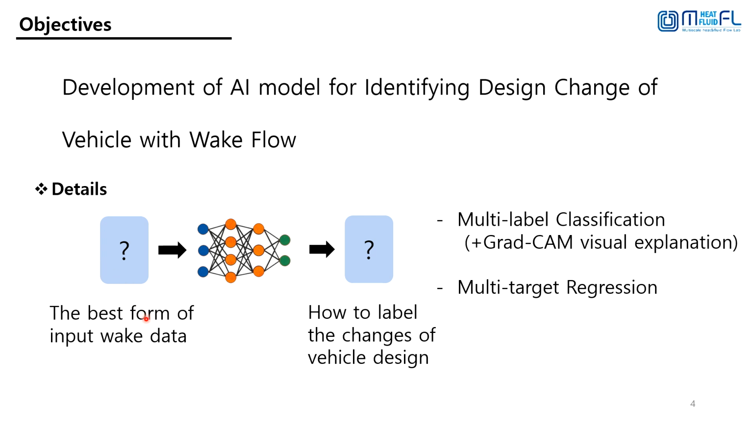So I researched the best form of input wake data for effective training of the AI model in predicting design changes. Two output labeling methods were examined. One is multi-level classification with Grad-CAM explanations, and the other is multi-target regression. Employing these methods with diverse input data, I assessed the model's capability to predict design changes.